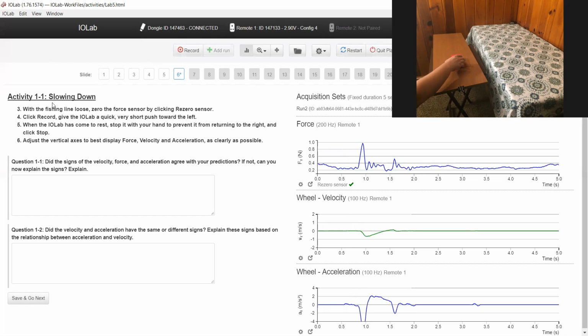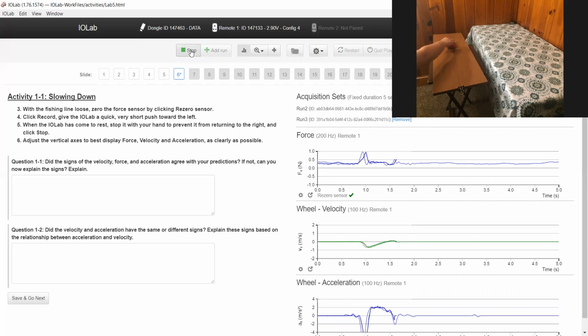Now let's record it. Now this weight is hanging, and it's pulling our IOLab. I'm not sure if you can see the weight or not, but it's right here. The string is being pulled. Okay, let's click on record.